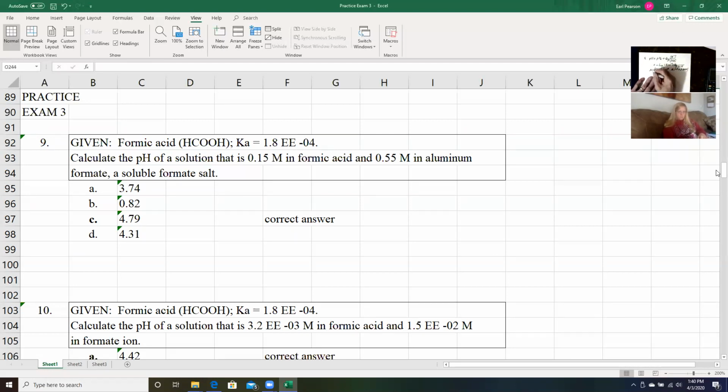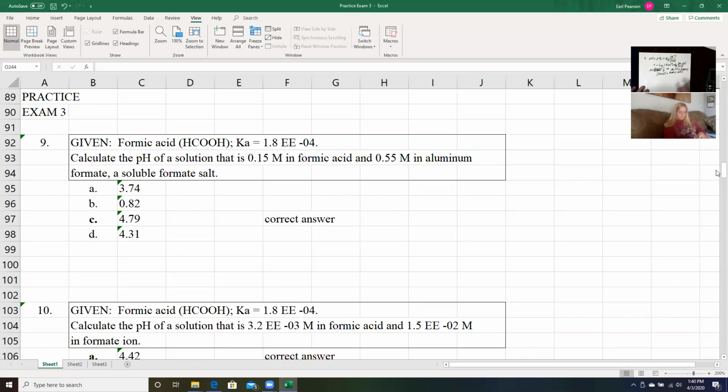So if the solution is 0.55 molar in aluminum formate, the formate ion concentration is going to be 3 times that much. So it's going to be 3 times 0.55. And I'll just go ahead and put that in right there. 3 times 0.55.